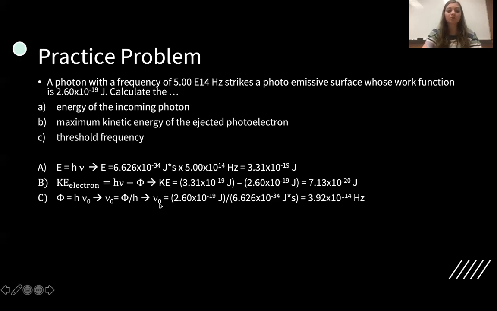So we just plug our numbers in here. The work function is 2.60 times 10 to the negative 19 joules, and we divide it by Planck's constant, 6.626 times 10 to the negative 34th joule seconds, and we're going to get our answer here, which is 3.92 times, oh, sorry, that's a typo there, 3.92 times 10 to the 14th hertz. It should not have another one there.